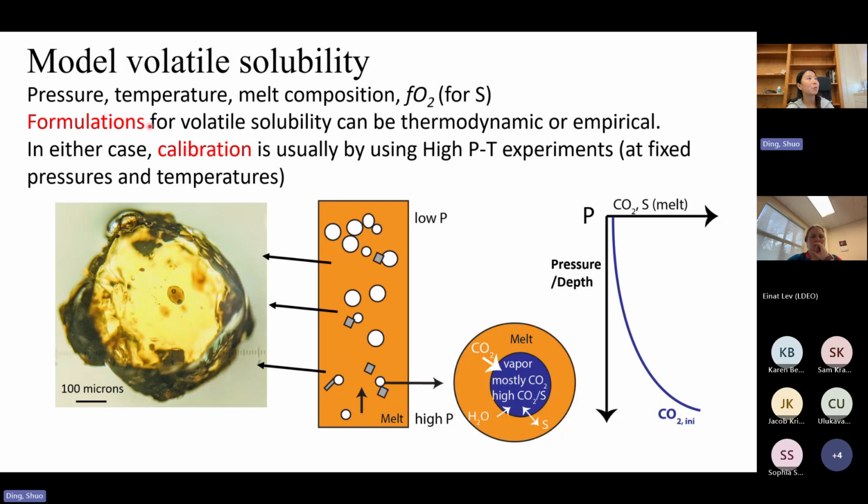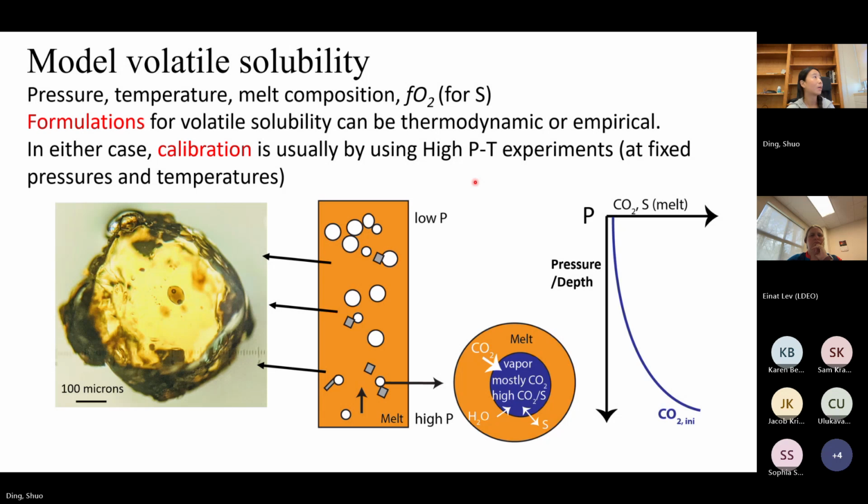The formulations for volatile solubility models can be either thermodynamic or empirical, but in either case these degassing models are usually calibrated using experimental data. We basically ran experiments at high pressure and temperature with controlled conditions. One important thing when using any degassing model is to make sure your melt composition is within the calibrated range, and that the pressure and temperature conditions are not too far away from the calibration range.